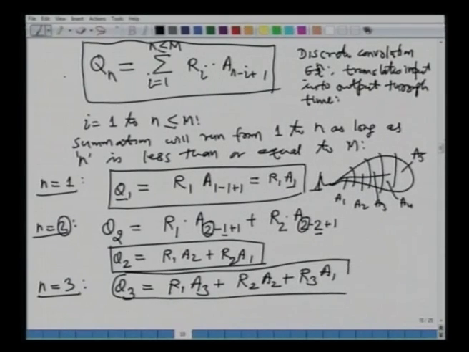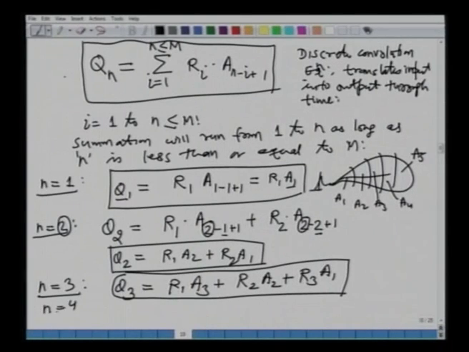You can apply the same logic. The runoff at the end of the third hour is contributed from all three areas A1, A2, A3. But which rainfall is effective on A1 at the end of the third hour? It is the rainfall which falls during the third hour. Similarly, the rainfall which falls on A2 during the second hour will appear at the end of the third hour here. Similarly, A3 will be multiplied by R1 and so on. So, there is a pattern here.